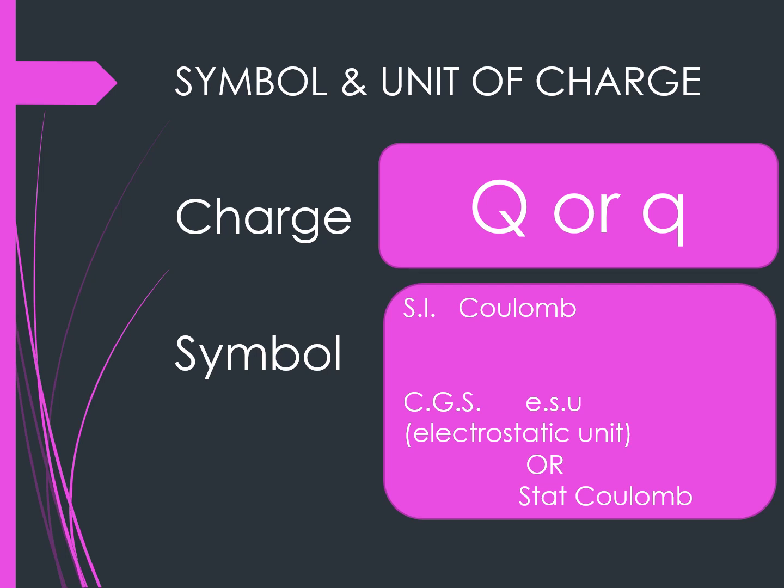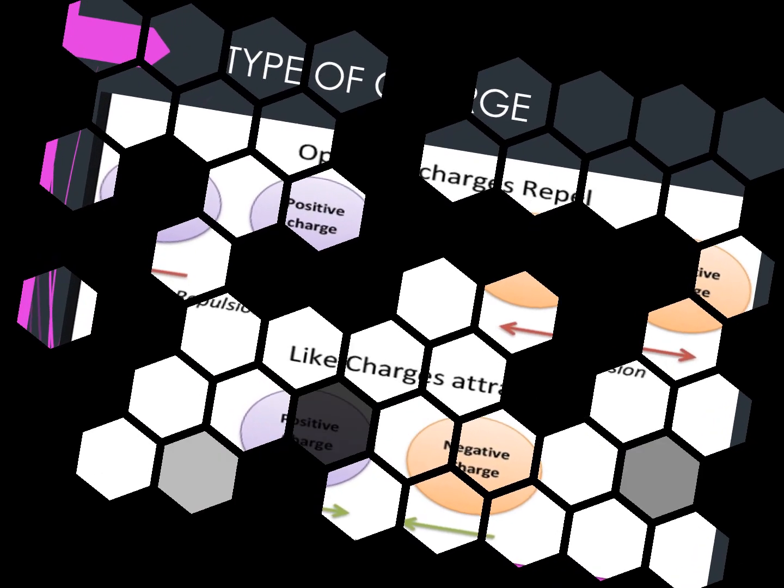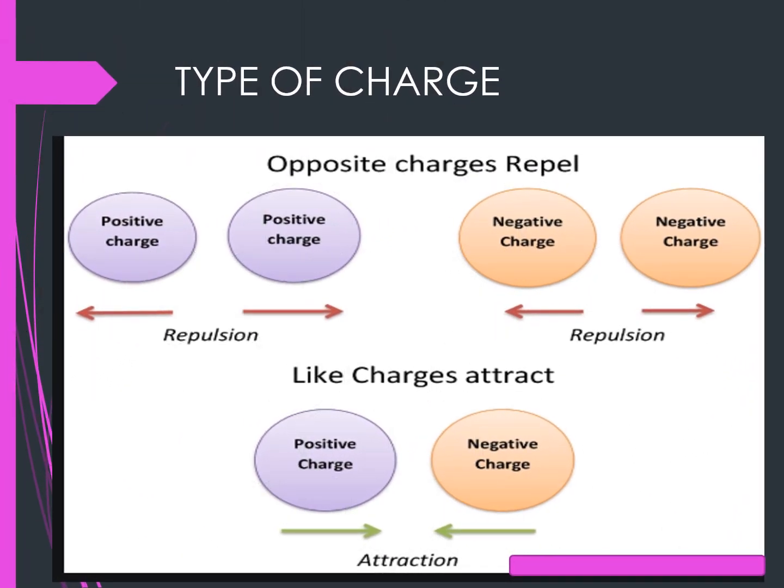Symbol of the charge: you can denote a charge by capital Q or small q. Unit of charge: the SI unit is Coulomb, CGS unit is ESU, electrostatic unit or stat Coulomb. There are two types of charges: positive charge, negative charge. Similar charges repel each other, unlike charges attract each other.